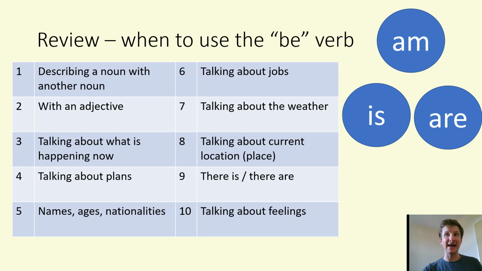When describing a noun with another noun. Number 2, with an adjective. Number 3, talking about what's happening now. Number 4, talking about plans. Number 5, with names, ages, nationalities. Number 6, for talking about jobs. Number 7, talking about the weather. Number 8, talking about current location or your place, the place where you are or something is. Number 9, there is and there are. And number 10, talking about feelings.